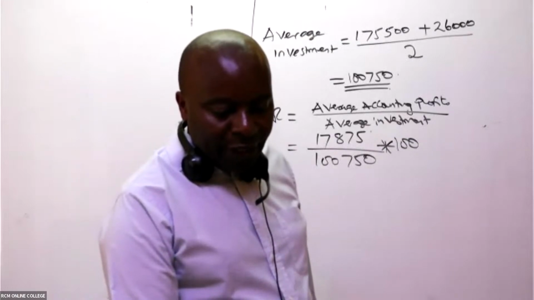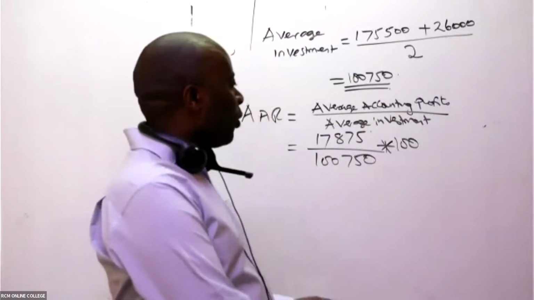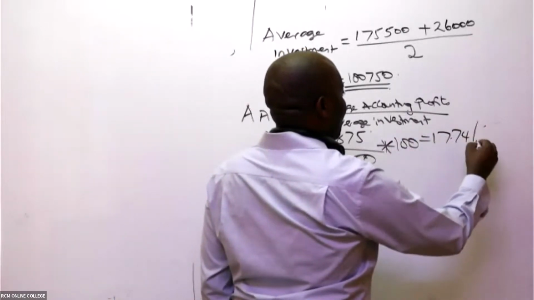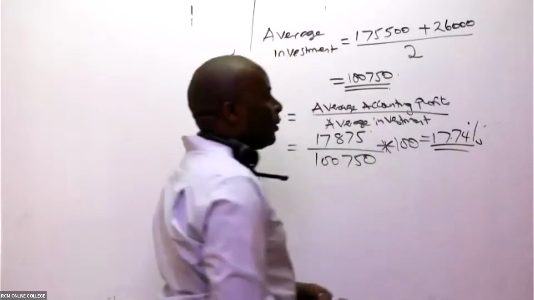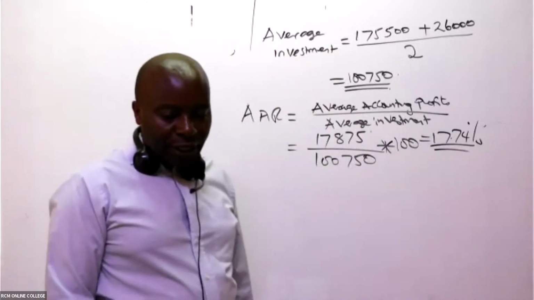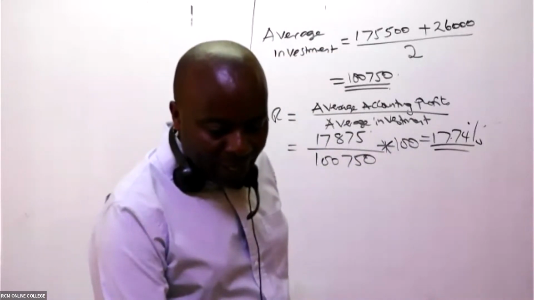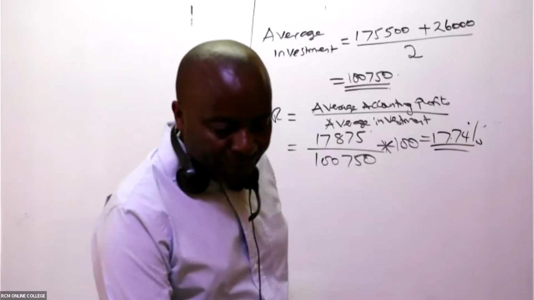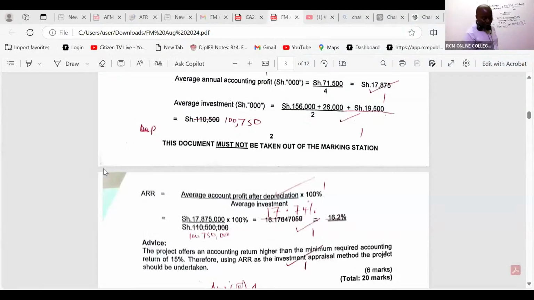17.74%. So they're getting 17.74%. How are the marks awarded? I'll be able to show you. I have access to these things. And then I'll be able to show you another method of doing this.